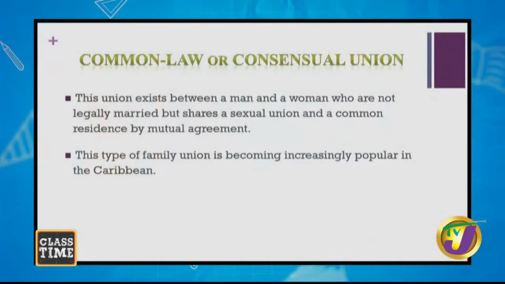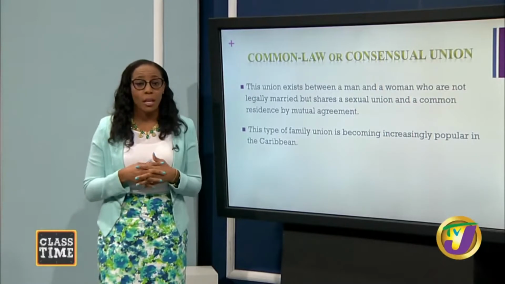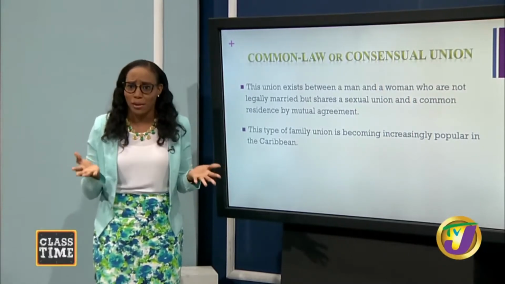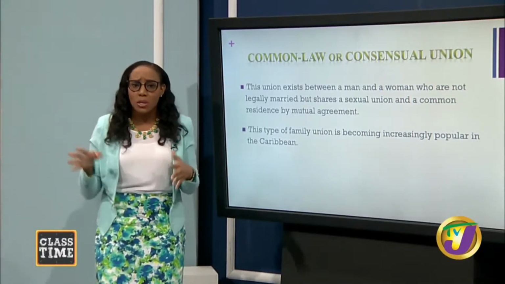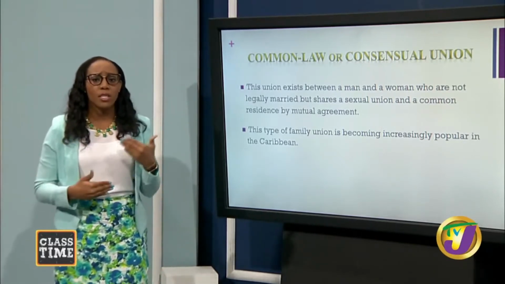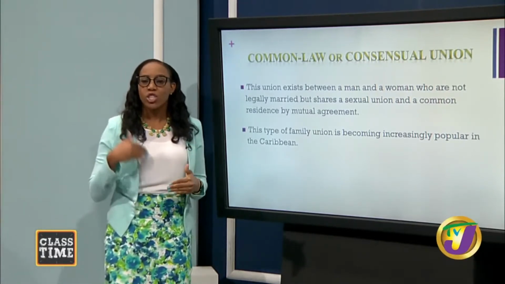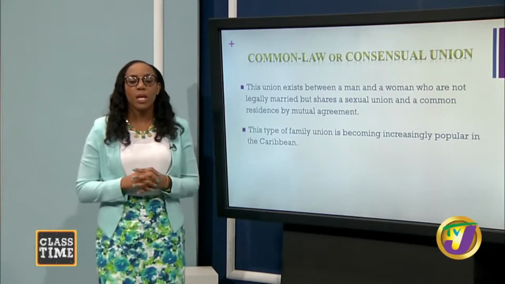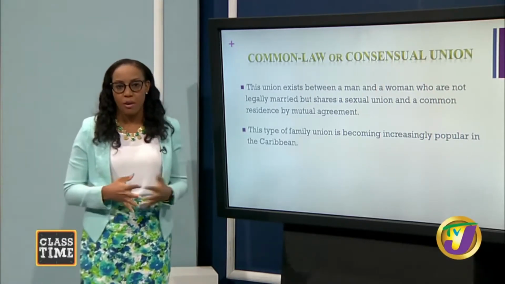So let's just read the formal definition. This union exists between a man and a woman who are not legally married, shares a sexual union and a common residence by mutual agreement. So, as I say, they're together. They decide they want to live together, and while they're living together, naturally they're going to have sex. They're not brother and sister. They're not cousins. They are together, and out of this union, we may have children, right? This union is becoming extremely popular in the Caribbean.